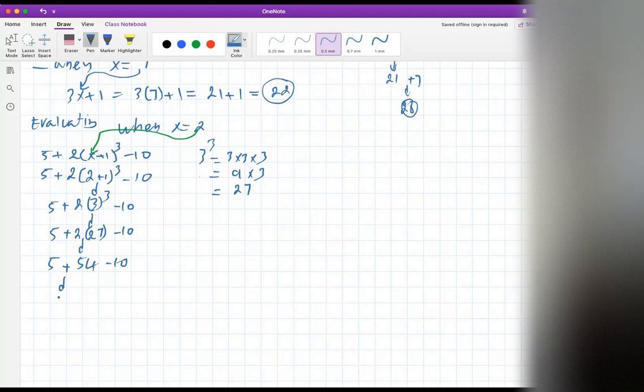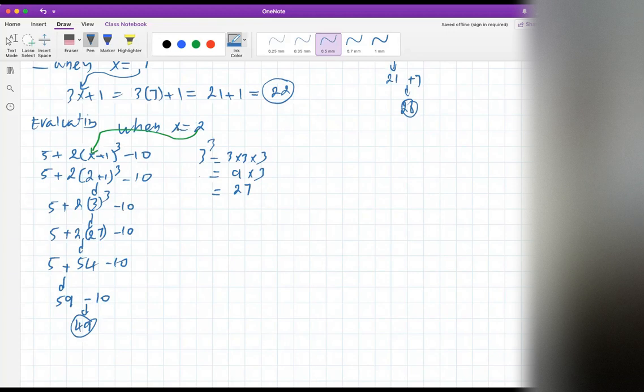That first, 59. Then that's 49. Final answer should be 49. So for this expression, the value comes down to 49 when x is 2.